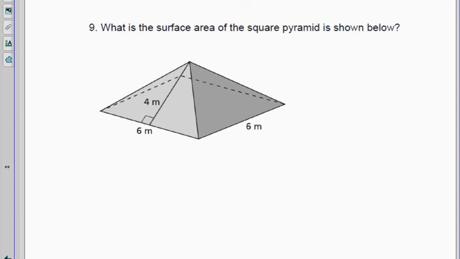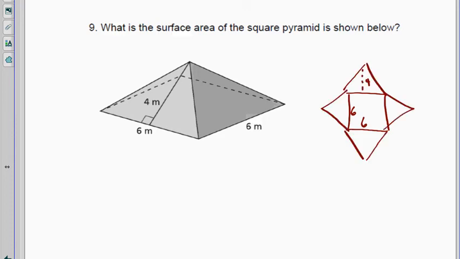We're going to draw the net. Start by drawing the base, which happens to be a square. There it is. Now we're going to do the lateral faces. They're all triangles, and they happen to be all the same. So I have a shape A and a shape B. For my area, I'm going to need 4 A's and 1 B. So let's start with the area of shape A.